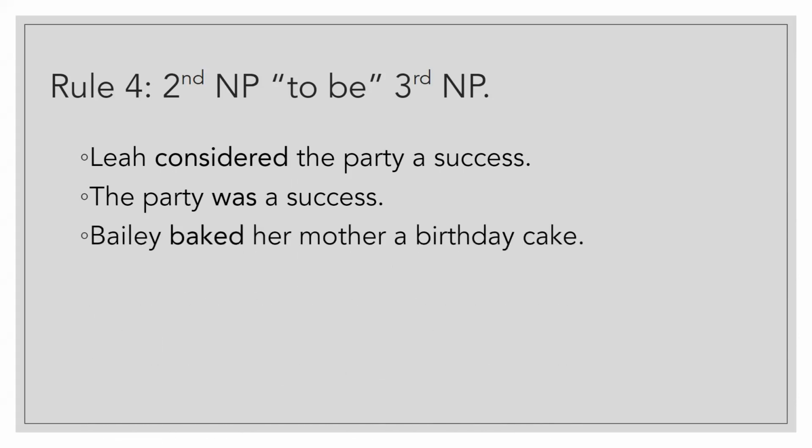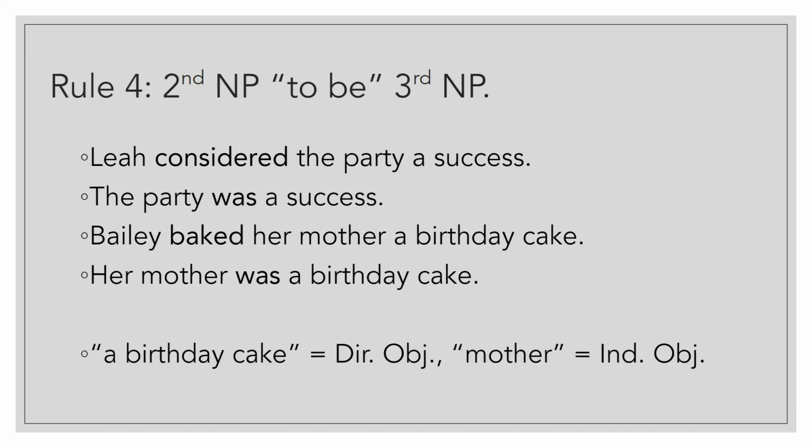In this sentence, we have the second noun phrase, her mother, and a third noun phrase, a birthday cake. Can we connect those with the be verb and say her mother was a birthday cake? I think the first one works, right? The second one doesn't. Her mother is not a birthday cake, right? So that means those are two different entities, which means that one of them's got to be the direct object and one of them's the indirect object.